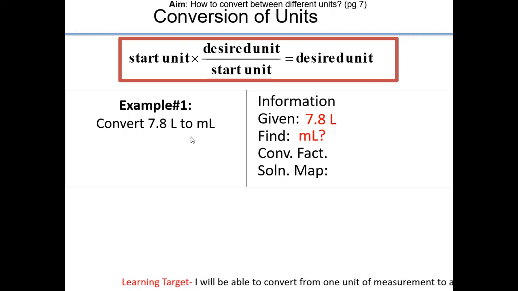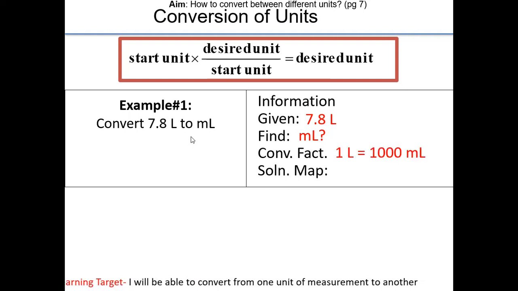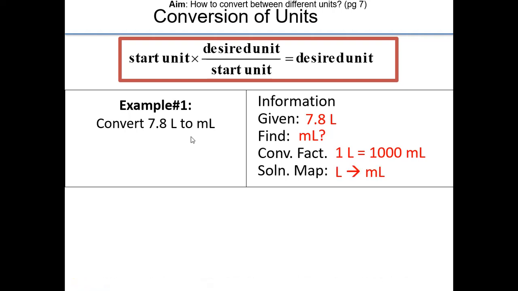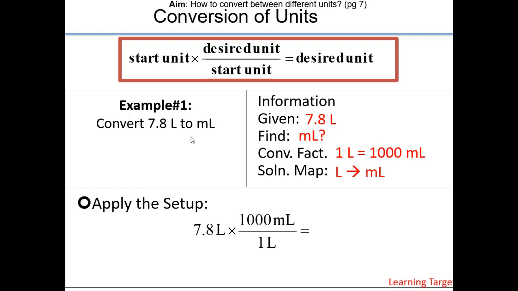So what's the conversion factor between liters and milliliters? If you don't know it, check the reference table, right? 1 liter is 1,000 milliliters, okay? So we're going to go from liters to milliliters. So what's our start unit? Our start unit is liters, okay? And our conversion factor is 1,000 milliliters over liters.